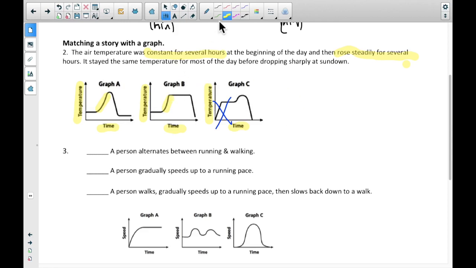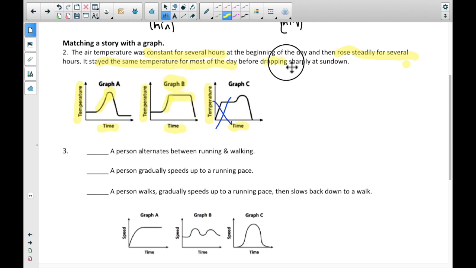Then, this is the next sentence where it's pretty important. It stayed the same temperature for most of the day. Okay, look at the difference. We have this one staying the same temperature for some time, but this one, doesn't it look like it's staying the same temperature for most of the day? I'm leaning towards graph B. I think the answer is graph B, but I'm going to finish it off.